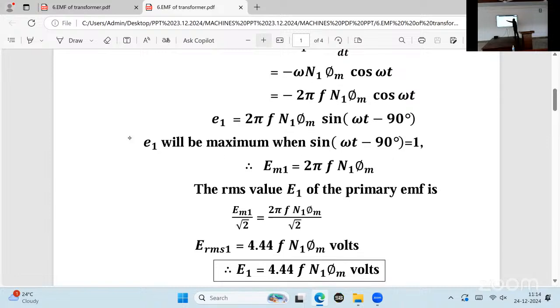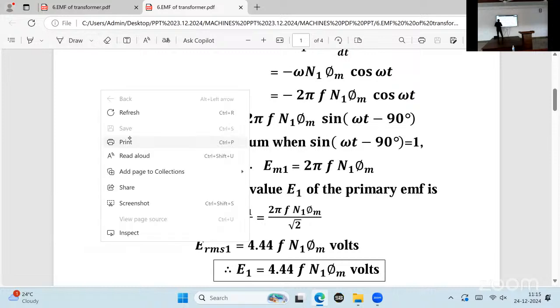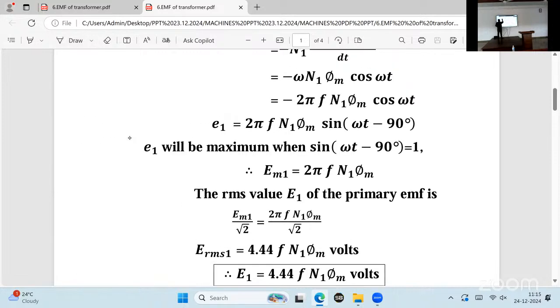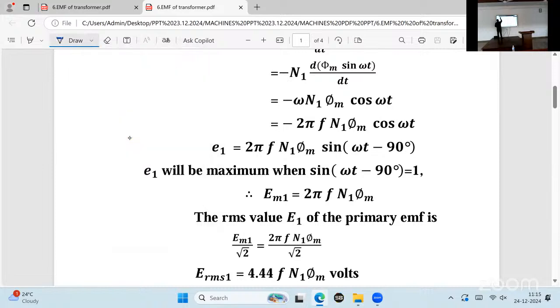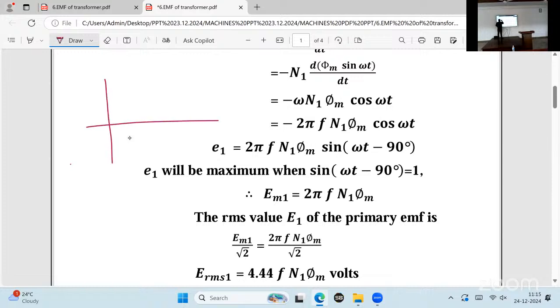Now I want to convert small e1 to maximum E1. Small e, capital E. I want to get maximum voltage. Every second it is inducing in the primary winding. But I want it at 90 degrees. At 90 degrees, this is called E max.